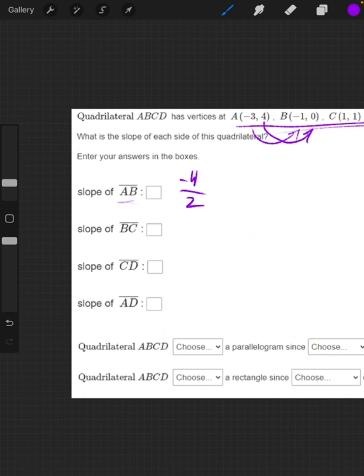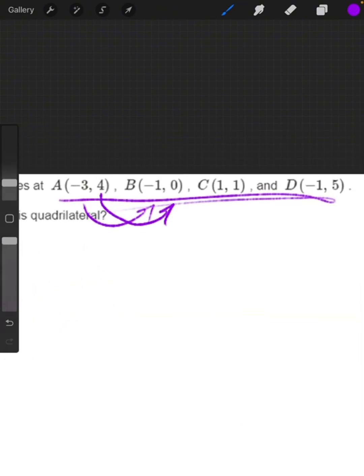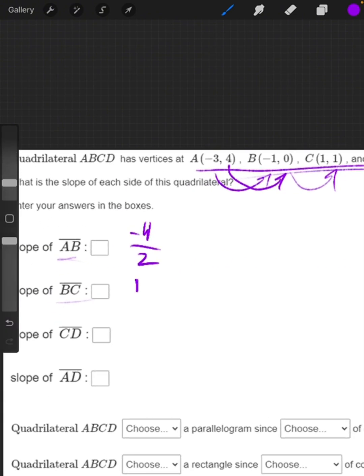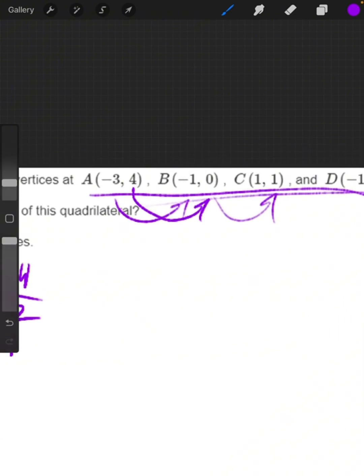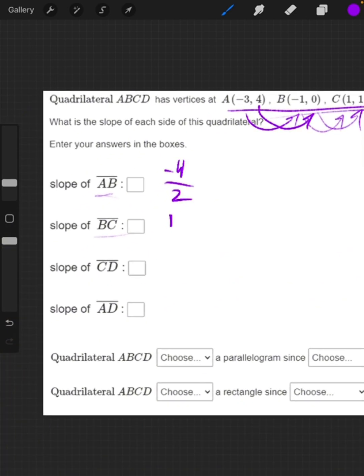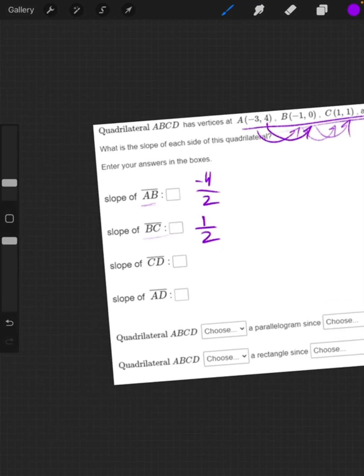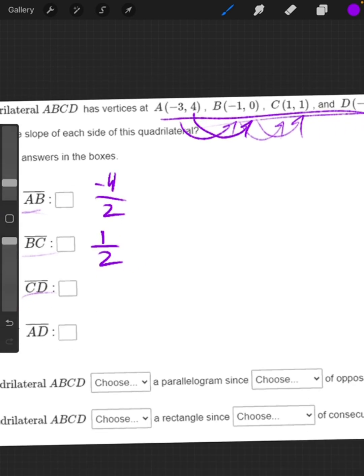So now we gotta get BC. For the y's, it went from 0 to 1, which means it's a +1. And for x's, it went from -1 to +1, which would be +2. Okay. Now we gotta do CD.